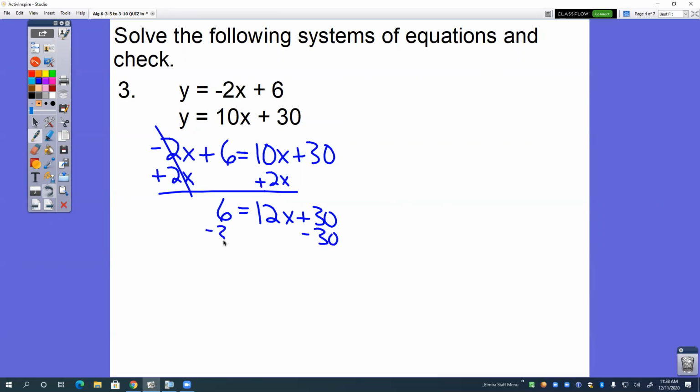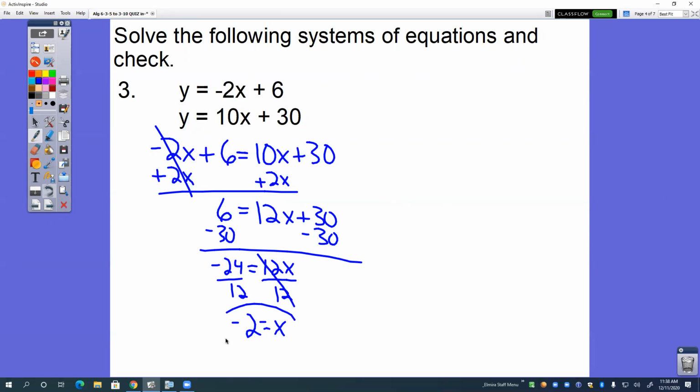Now I just have a two-step equation. Minus 30 minus 30. 6 minus 30 is negative 24 equals 12x. Divide by 12, divide by 12. That's just a one-step equation. Top divided by bottom. So I get negative 2 equals x. That's half of my answer.